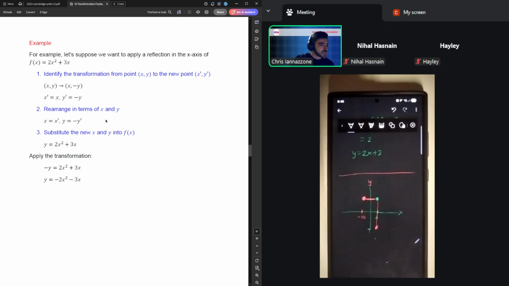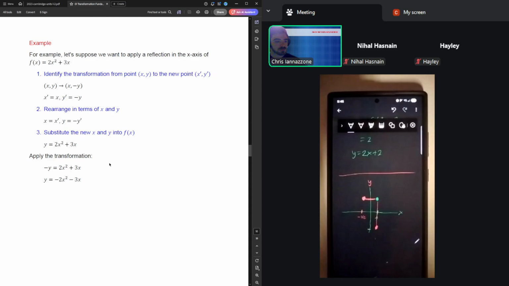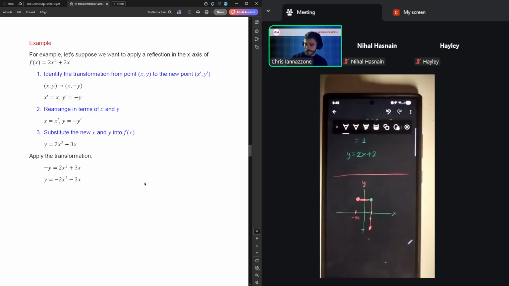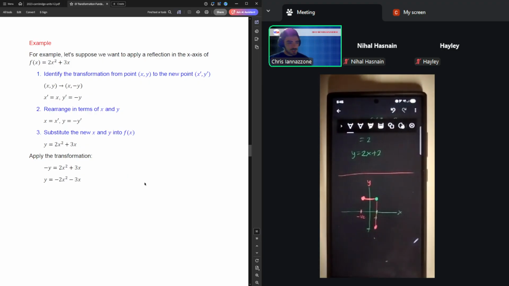As far as what that looks like in an example, same function, but this time we're trying to apply our reflection in the x-axis. Hence, the negative is going to go on the y, rearrange, and replace the y with negative y. From there, it's just simple algebra. Divide or multiply by -1 on both sides to get the y back on its own. That's reflections. Any questions about that one so far?